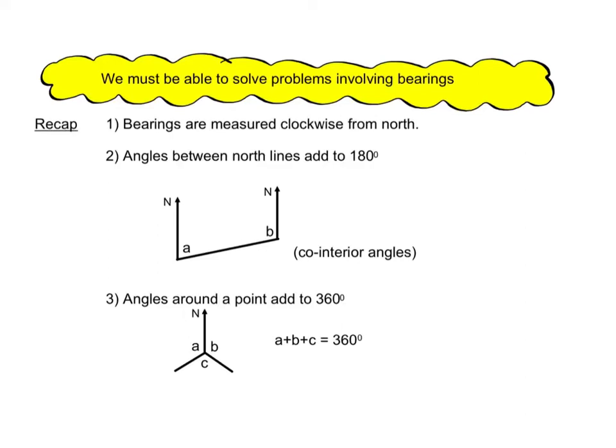Before we can go on to use trigonometry alongside bearings, we need to maybe have a recap of what bearings actually are. So bearings are a way of stating a direction from a certain point, measured from north and in a clockwise direction. So what do we mean by that?